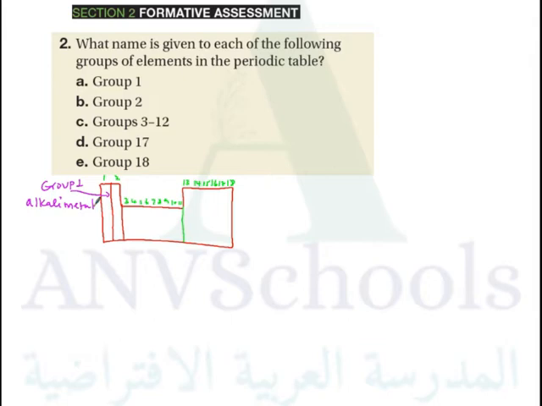And the second one is this part. We call it A, and group 2 is this group 2. Alkaline earth metal.